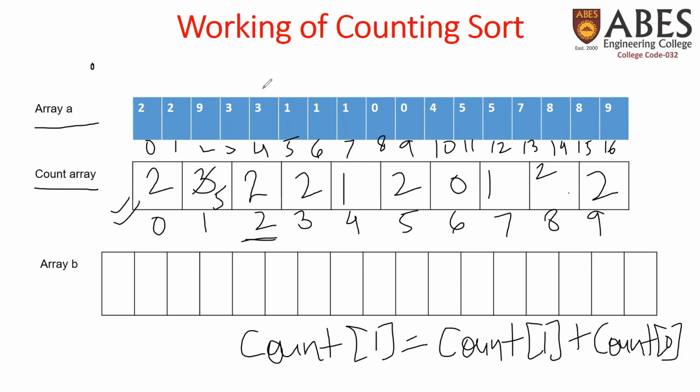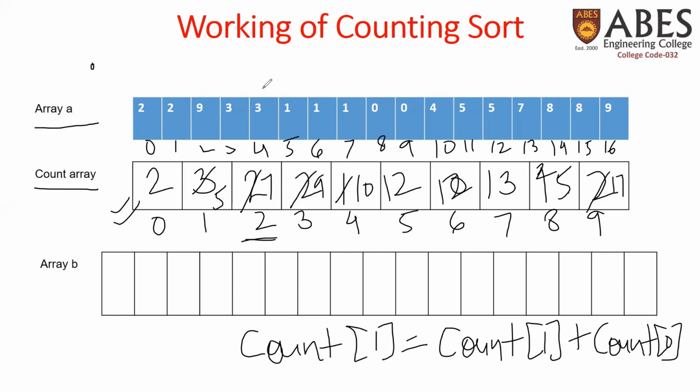Count of 2 will become 5 plus 2, that is 7. Count of 3 will become 7 plus 2, that is 9. Count of 4 will become 9 plus 1, that is 10. Count of 5 will become 10 plus 2, that is 12. Count of 6 will become 12 plus 0, that is 12. Count of 7 will become 12 plus 1, that is 13. Count of 8 will become 13 plus 2, that is 15. And count of 9 will become 15 plus 2, that is 17.